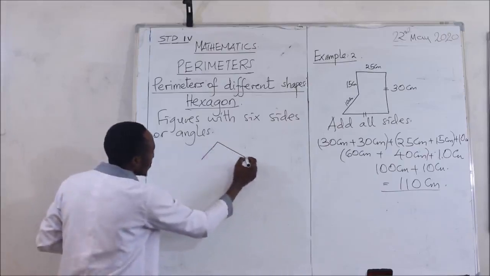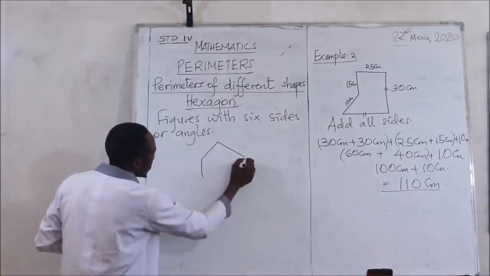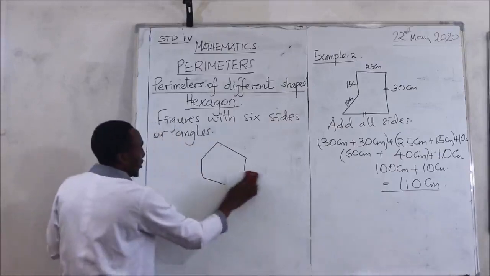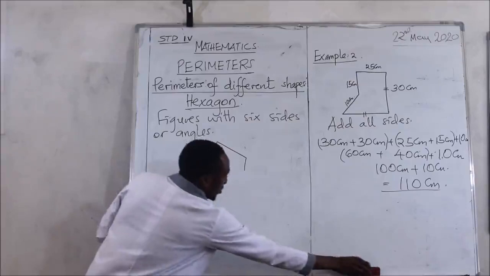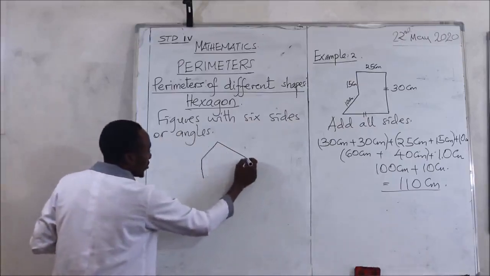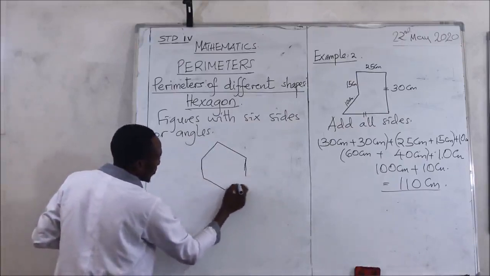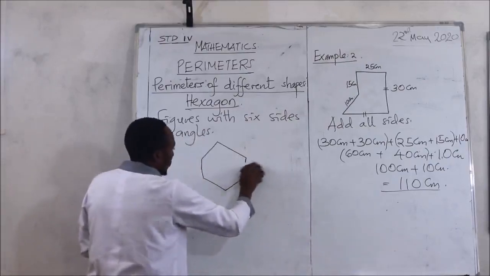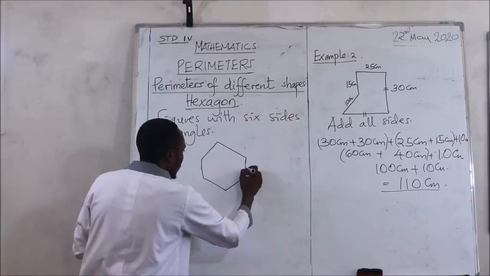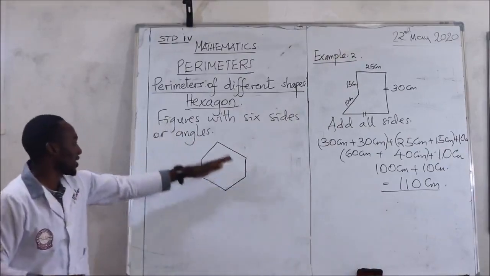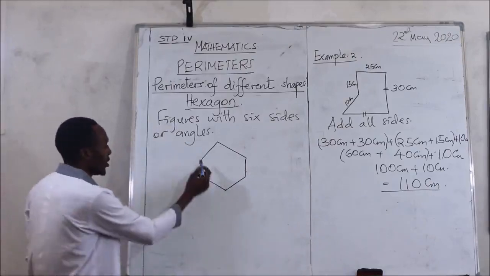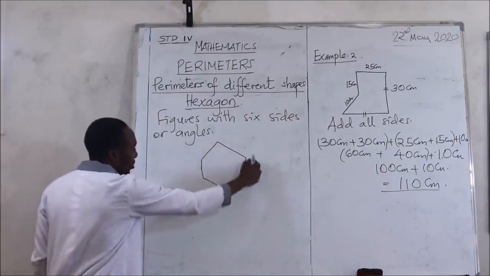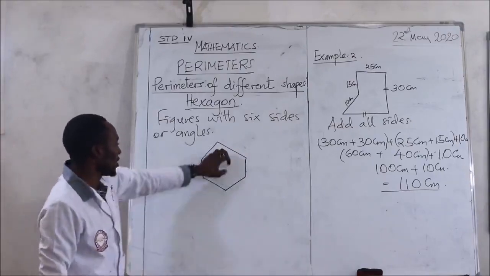Hexagon, it looks like this. We call this a hexagon. So this is a figure with 6 sides or 6 angles. When you count, there is angle number 1, 2, 3, 4, 5, 6. And also look at the sides 1, 2, 3, 4, 5, 6. So this is called hexagon.